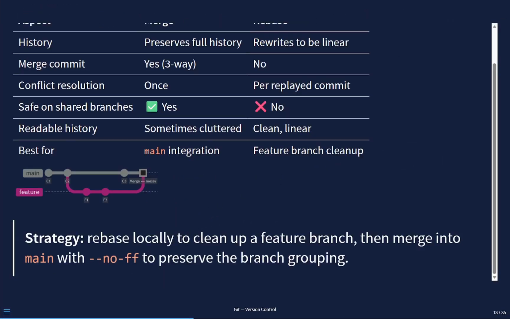Rebase locally to clean up your feature branch before submitting a pull request. Squash your WIP commits into logical units. Make sure the branch is up to date with main. Then merge into main with --no-ff to preserve the record that a feature branch existed. Best of both worlds. Next.